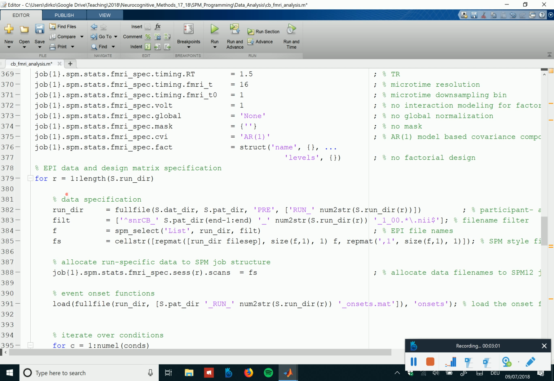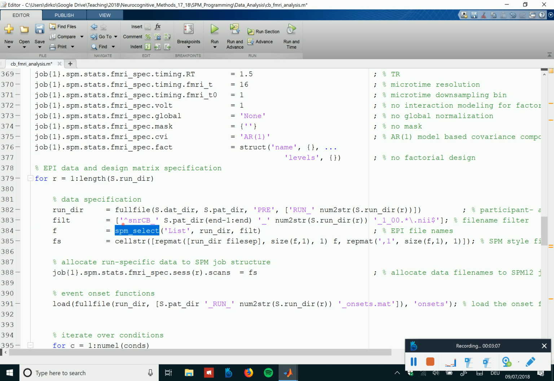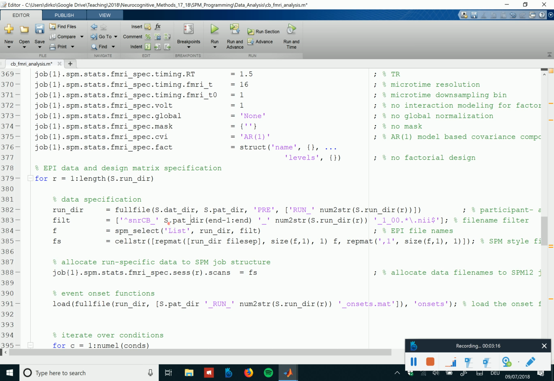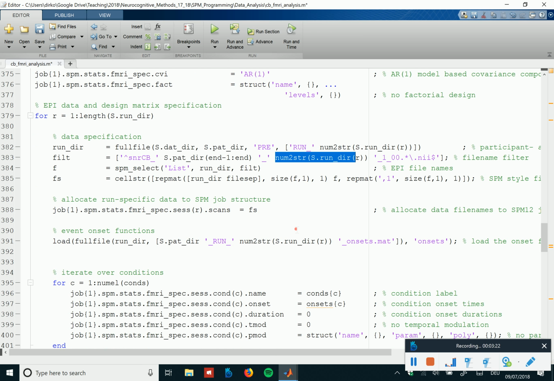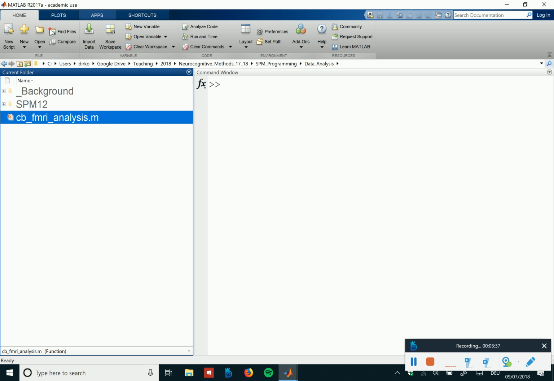And then we basically went up to here, where we specify the files that we want to analyze, which are the smoothed, normalized, and realigned files of a given run for a given participant. So this is the participant, and this is the run. And then we essentially ended on the fact that we have to somehow get the onsets of the different conditions during an fMRI run. And these data were saved by the PhD student at that time, which was me.